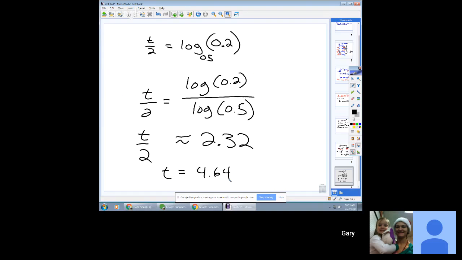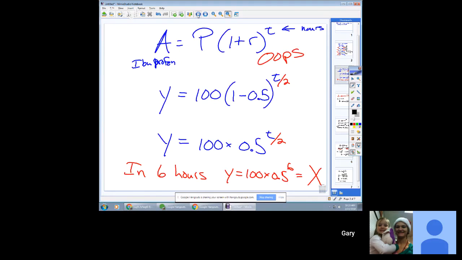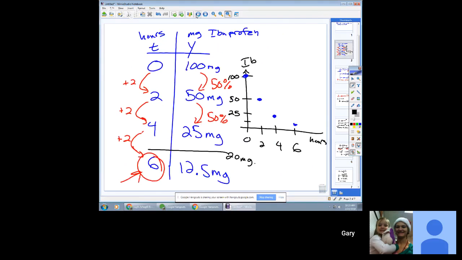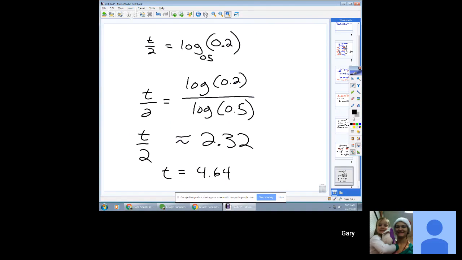So a little over 4.5 hours. Is that reasonable based on our table? Our table said 20 happens somewhere between 4 and 6 hours. It's less than 5 hours, which is reasonable. It's in the ballpark. How can we double check that besides looking at the table?